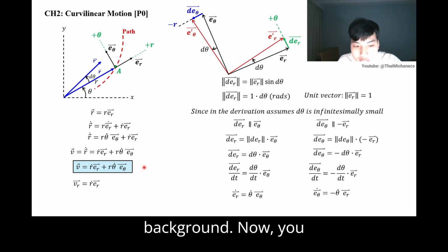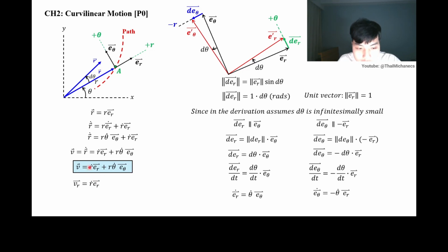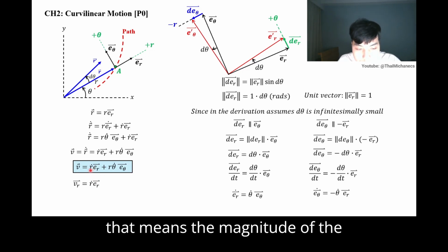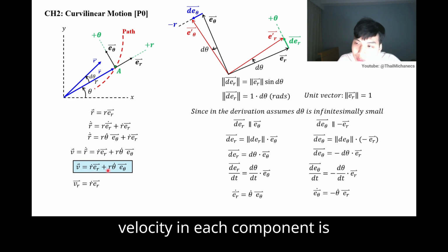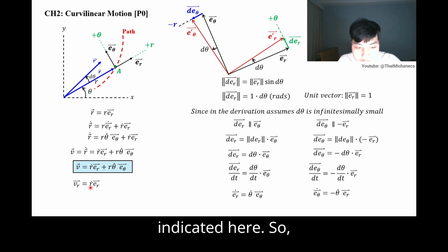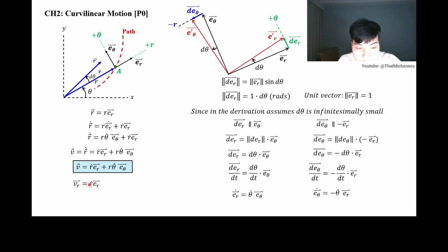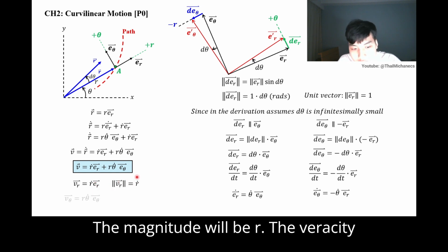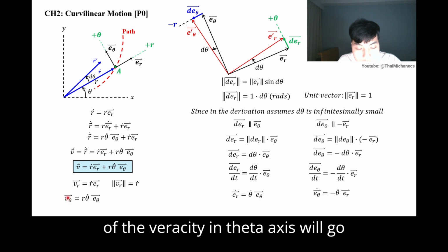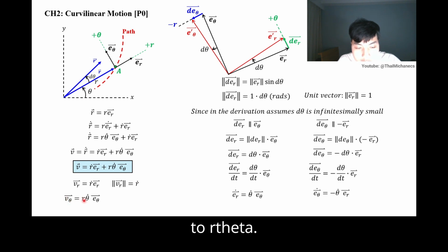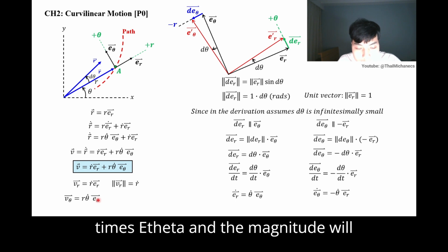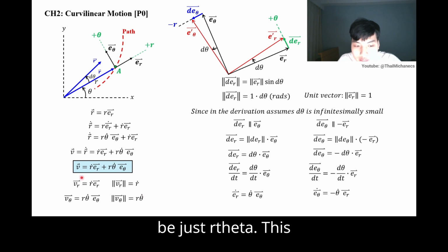Now you know that the magnitude of the velocity in each component is indicated here. The velocity in the r direction equals r dot times er, and the magnitude will be r dot. The velocity in the theta direction equals r theta dot times e theta, and the magnitude will be just r theta dot. This is the importance of this slide.